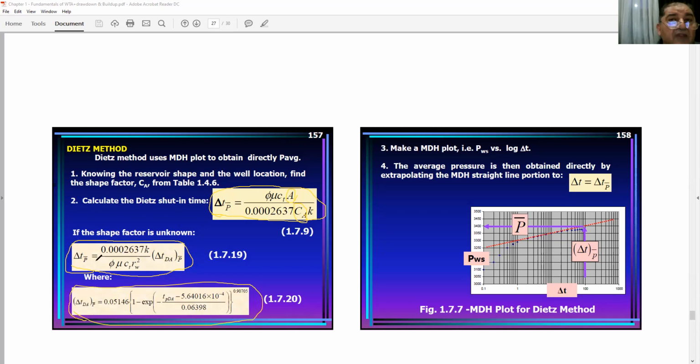So, if you know your reservoir configuration, then you will be able to get CA from table 1.46. If you are not sure about your reservoir configuration, you can calculate delta tp dash. But before that, you need to calculate delta tDA p dash. And what do you need for that? tpDA, the dimensionless production time, which you know how to calculate from the model already given to you, based on production time tp.